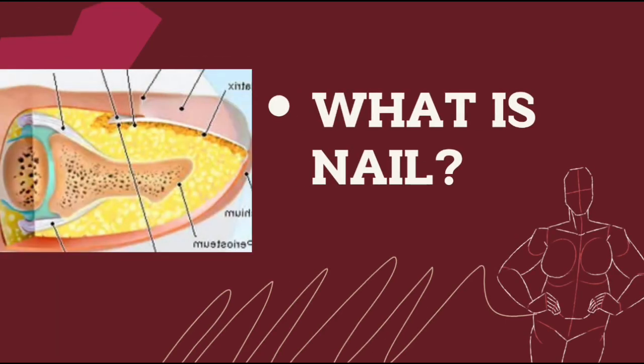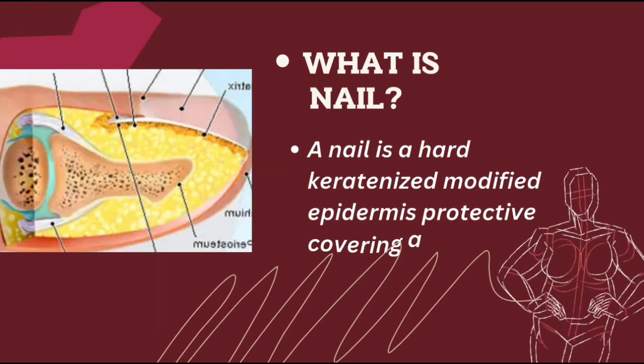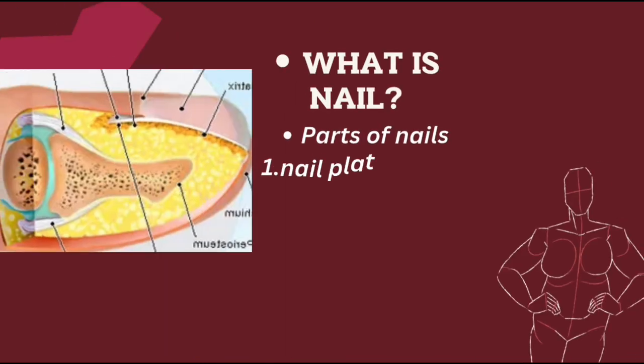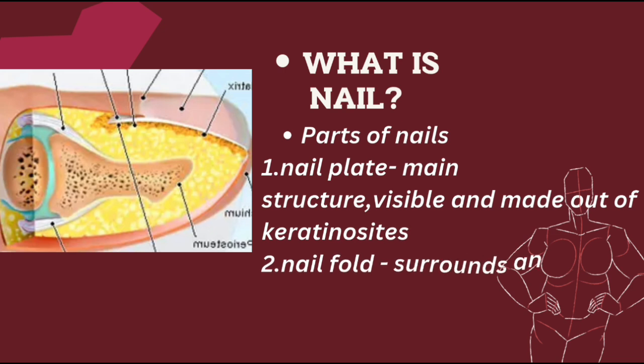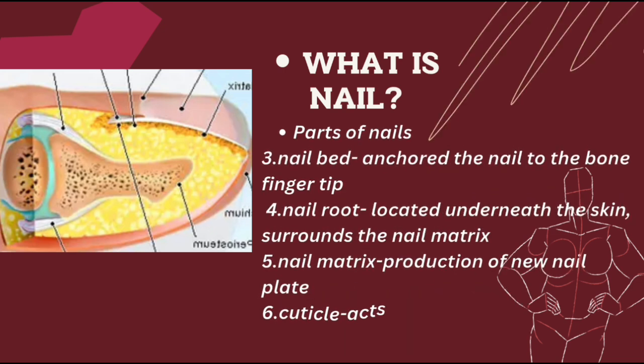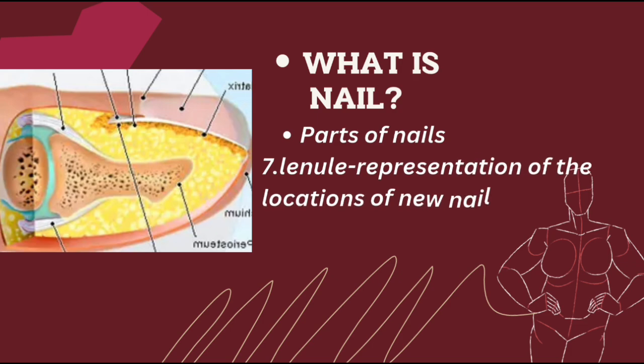Now, what is a nail? A nail is a hard keratinized, modified epidermis protective covering at the ends of the fingers and toes. In the parts of the nails, we have the nail plate and the nail fold, nail bed, nail root, nail matrix, and cuticle, and lastly the lunula.